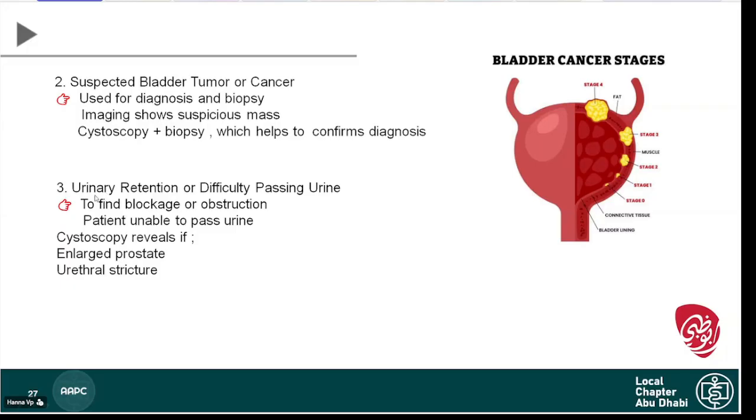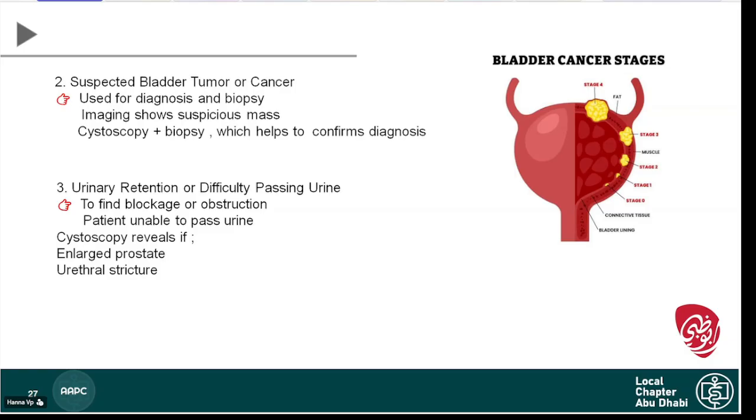And the third one you can see, guys, is urinary retention or difficulty passing urine. Sometimes patients get a blockage for urination. They cannot pass urine normally. So in these cases also doctors will do a cystoscopy procedure. This is another example. So guys, there are many reasons behind cystoscopy. I'm just showing a few examples here. Okay, so cystoscopy is one of the main procedures you can see in the genitourinary system.